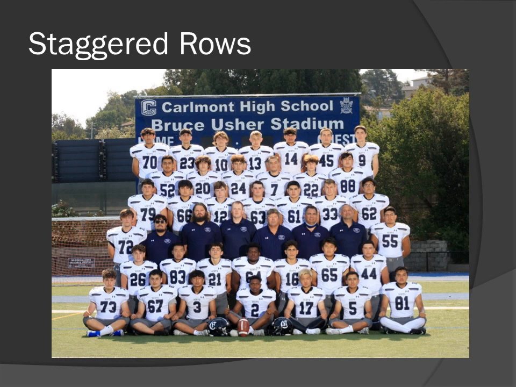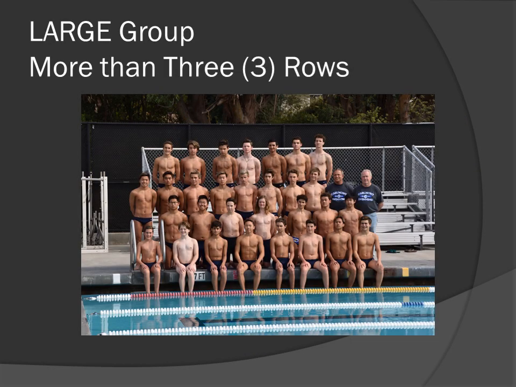Probably because we have one odd person. If we had a second person, number 2 can go to the right or left, and you'd put the other person in between. But this is a good example of how each of the rows are staggered one behind the other. Large group, more than 3 rows. You see the first row is seated, second row is kneeling, third row is standing, fourth row has to go up on a riser to get above the third row.